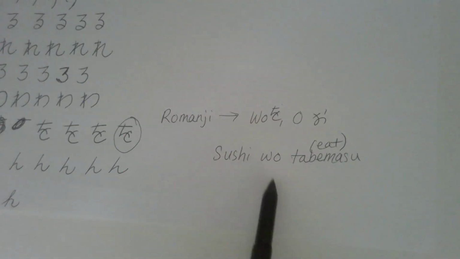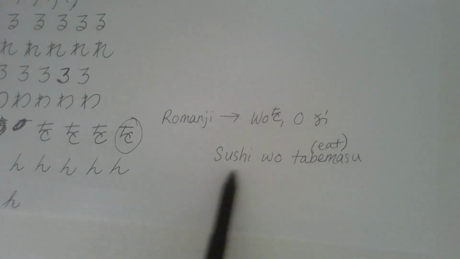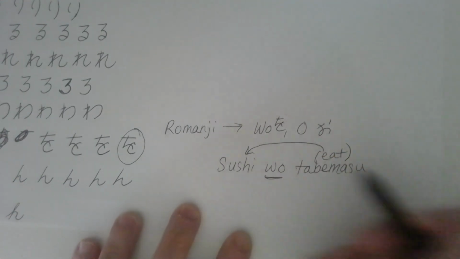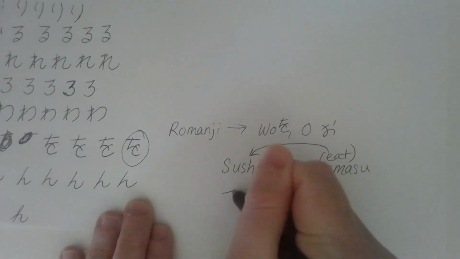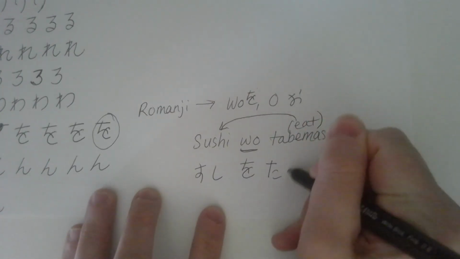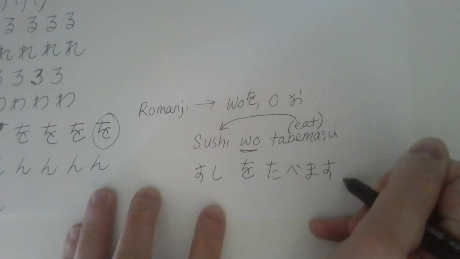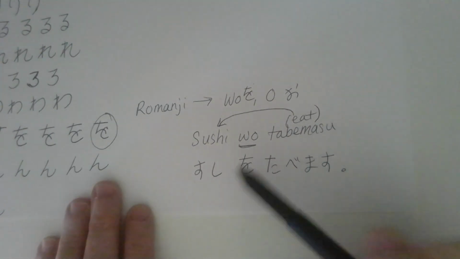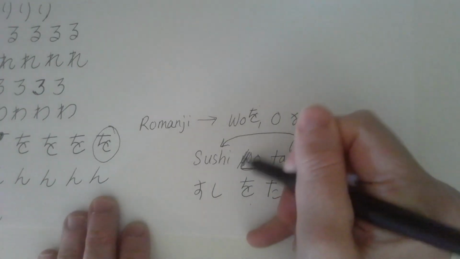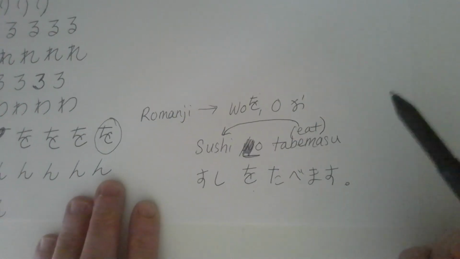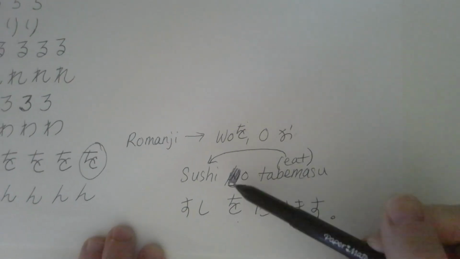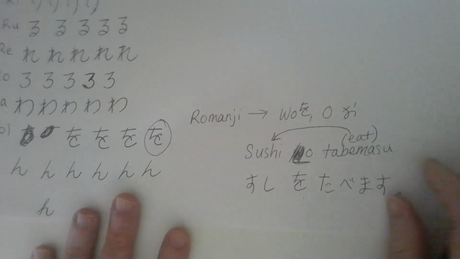So it's showing, oh, what do we eat? We eat sushi. So that's the purpose of this. So it'd be sushi, o, and then tabemasu. So yeah, that's why, but you don't want to say the W sound. Sushi o tabemasu. But just for Romaji purposes, to distinguish it from this one, they put the W in front. So yeah.